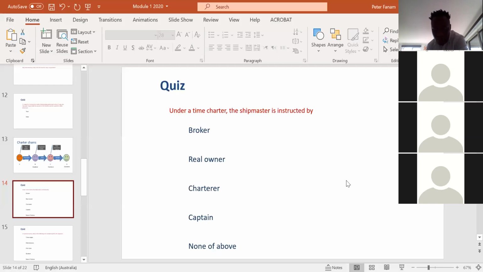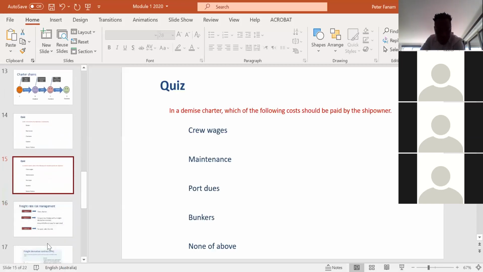And if that instruction conflicts with the real owner's instruction that he gave him before the ship was engaged in operation, there are some issues that may arise in that instance. So we shall discuss those issues later. But in this context, the correct answer is charterer. Yeah, that's true. I have another one here for you. Which one is the correct answer here?